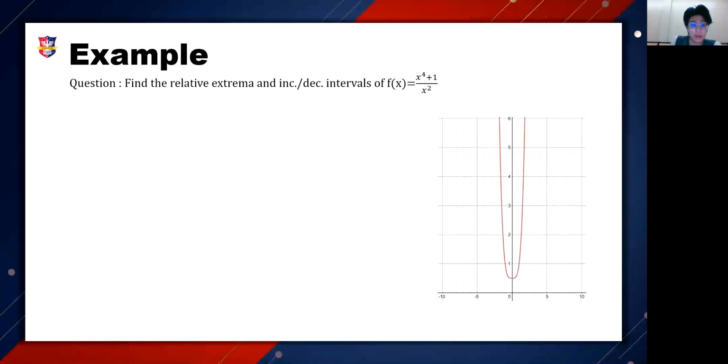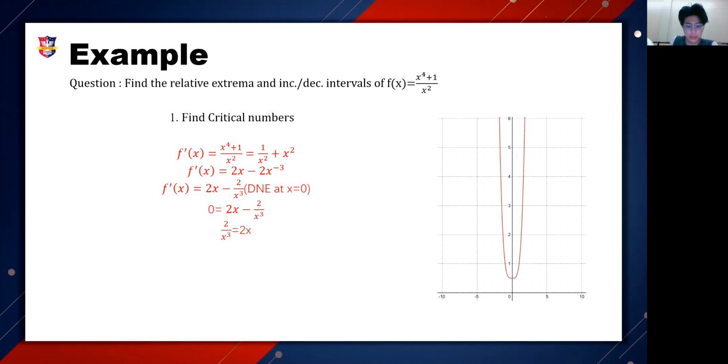Okay, here is another example question. Find the relative extrema and the increasing or decreasing intervals of f(x) = x^4 + 1/x^2. The first step is to find the critical numbers. Going through some basic calculations, we get x = ±1.